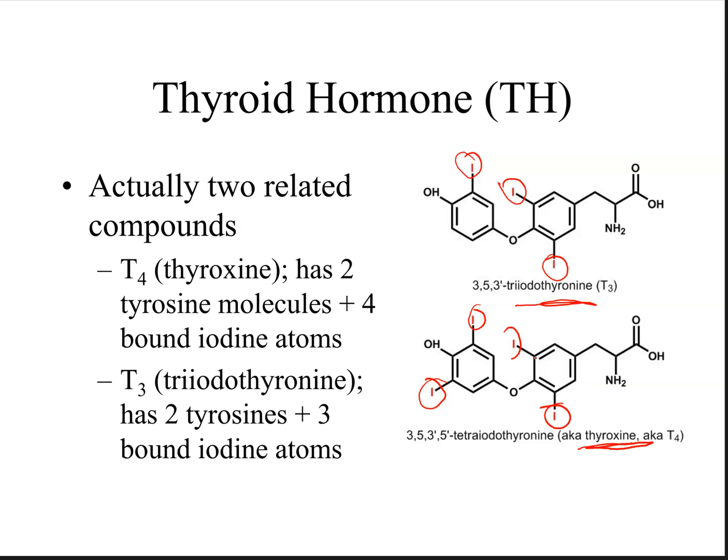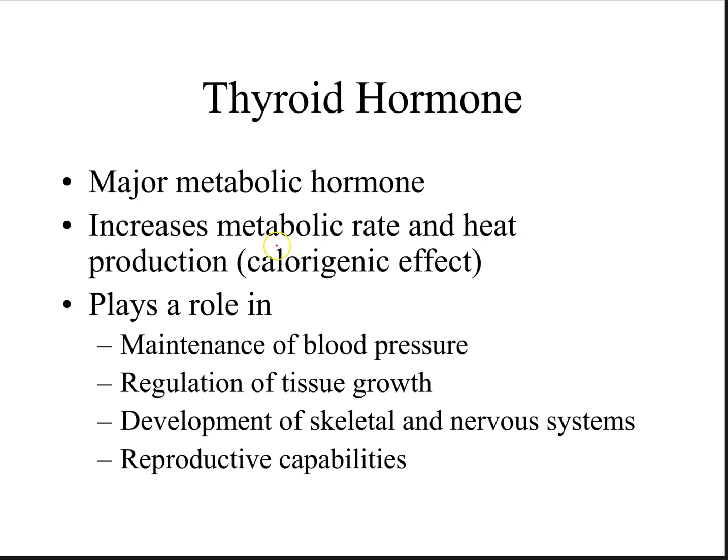So one of the major functions of the thyroid hormone is to increase the basal metabolic rate. Basal metabolic rate, or BMR, is the amount of energy that we synthesize, that we produce at rest. And it plays a major role in blood pressure, and it plays a major role in growth of tissue, skeletal system, and development of nervous system.